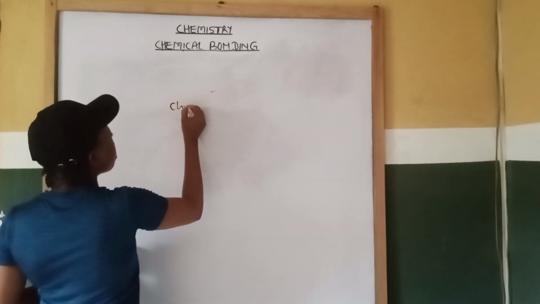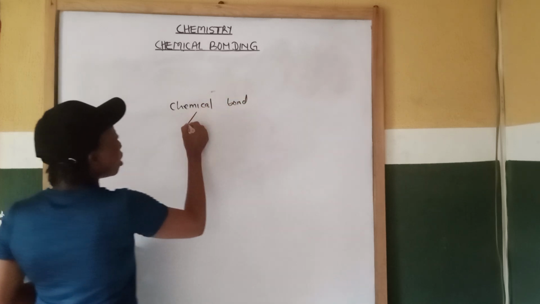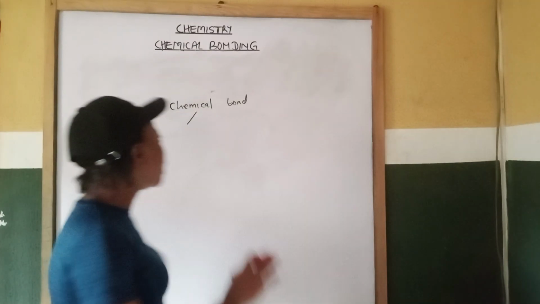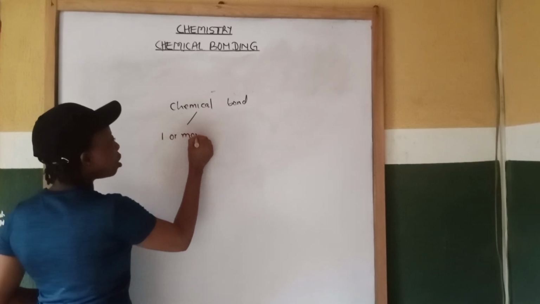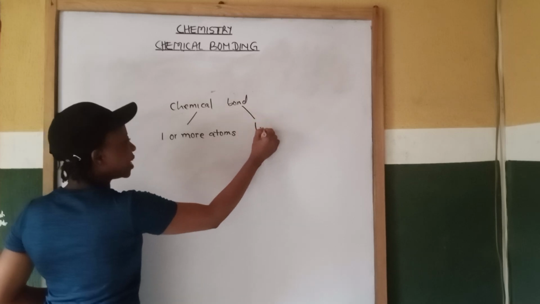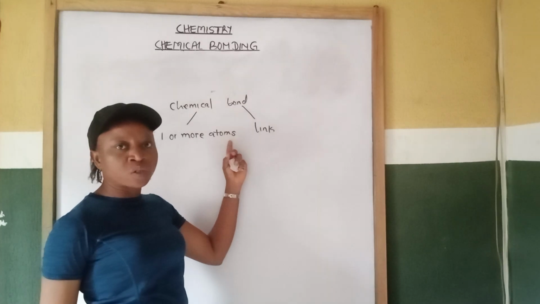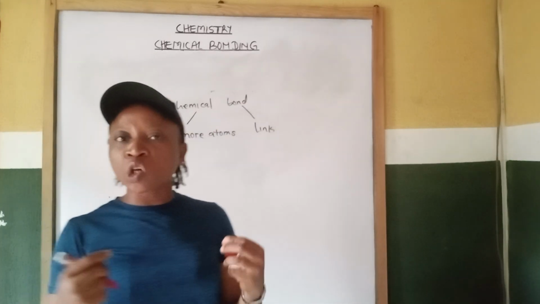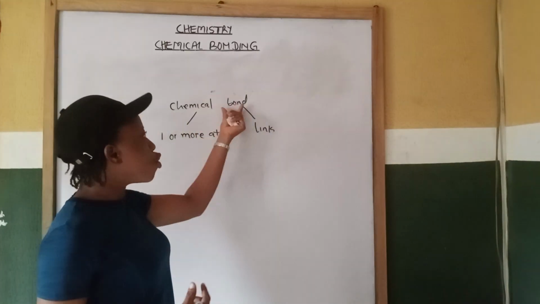What is a chemical? A chemical is any substance that is made of one or more atoms. While bond is a link. The link between what? The link between one or more atoms to form a chemical substance. So what joins one or more atoms together to form a chemical substance is called chemical bonding.